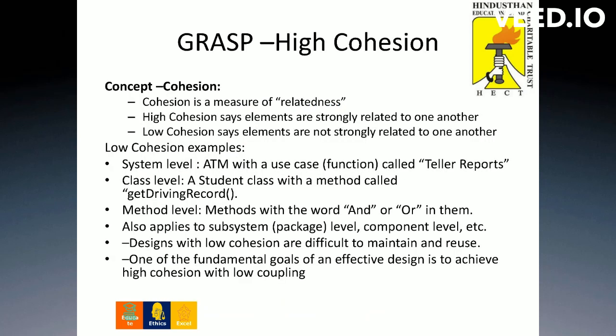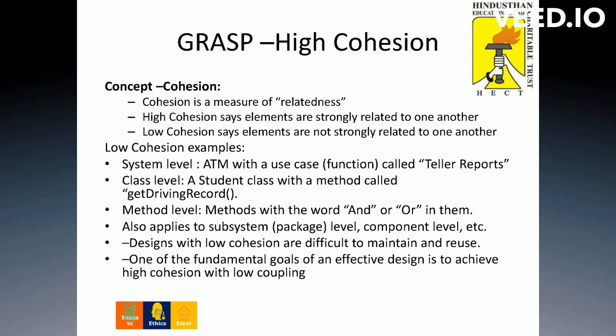Next thing is high cohesion. High cohesion and low coupling are in contradiction. We have fundamental goals, and we have to achieve both. Cohesion is a measure of relatedness. High cohesion means elements are strongly related to one another. Low cohesion means they are not strongly related to each other.